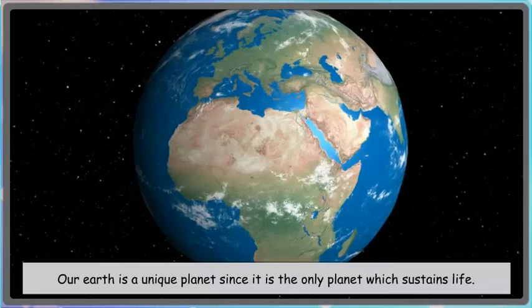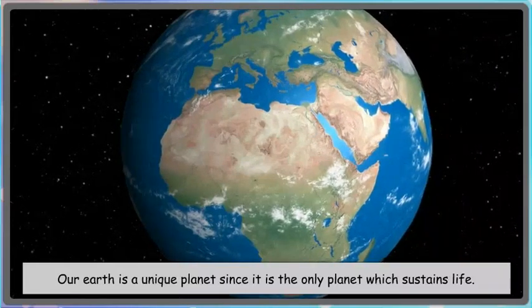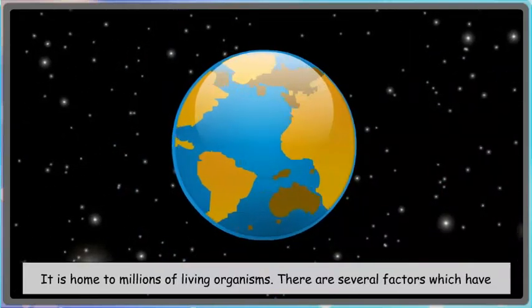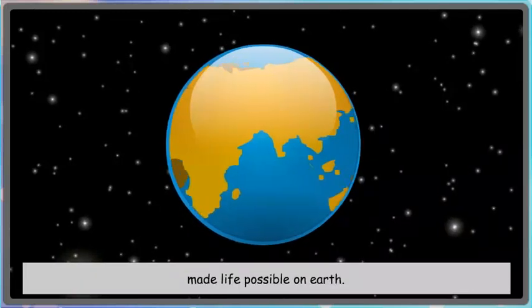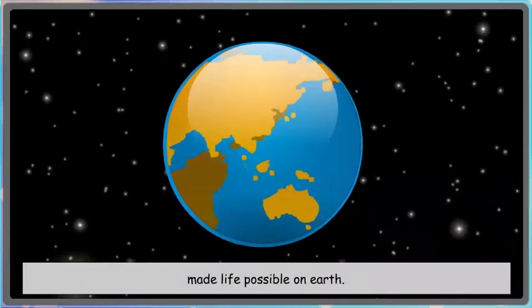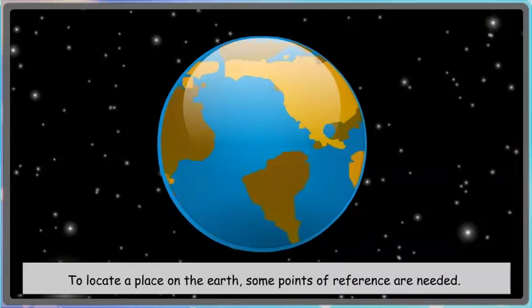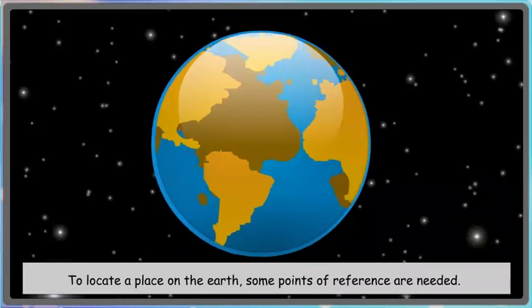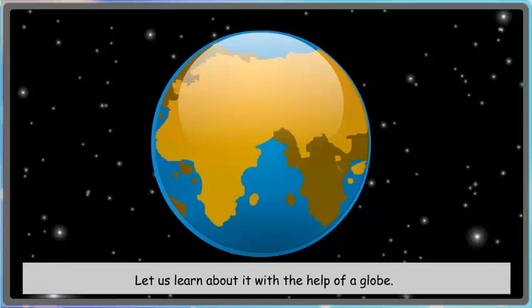Our Earth is a unique planet since it is the only planet which sustains life. It is home to millions of living organisms. There are several factors which have made life possible on Earth. We know that Earth is spherical in shape. To locate a place on the Earth, some points of reference are needed. Let us learn about it with the help of a globe.